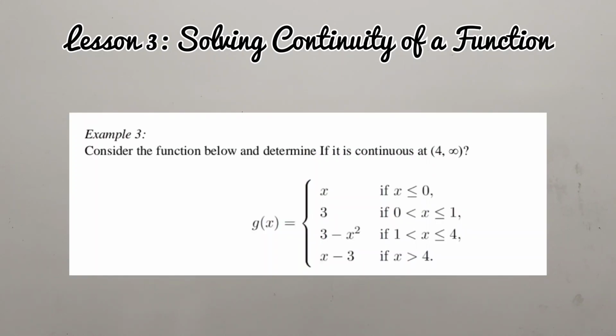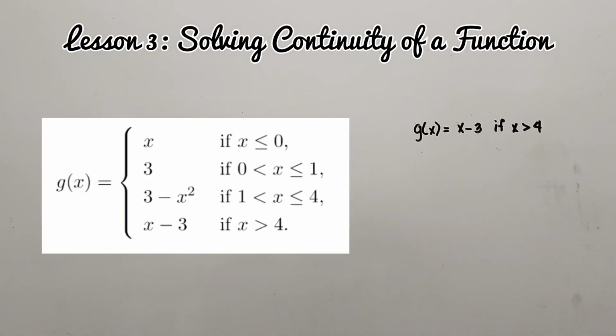Consider the piecewise function and determine if it is continuous at an open interval positive 4 to positive infinity. We will only utilize the condition if x is greater than 4, since the interval being asked here is from positive 4 to positive infinity. Note that on the open interval a to positive infinity, f is continuous at all x greater than a. Since a is positive 4, we will substitute a number greater than 4 as the value of x. So let's have x equals 5.